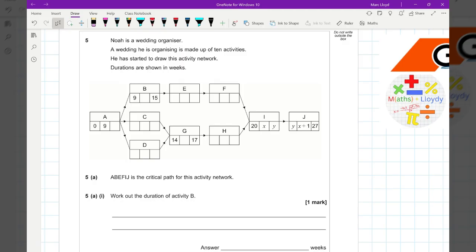A wedding he is organizing is made up of 10 activities. He has started to draw the activity network. Durations are shown in weeks. So I'm going to write this down here. A, B, E, F, I, J is the critical path.